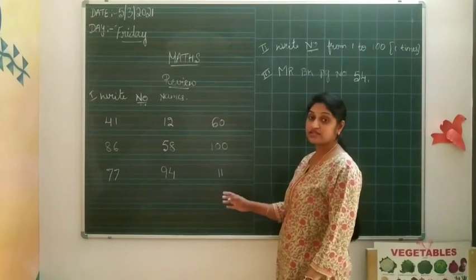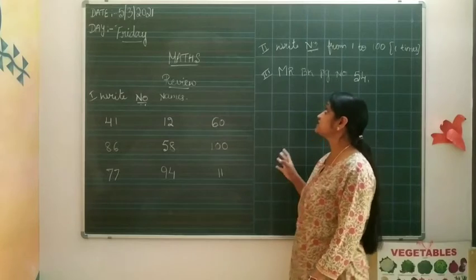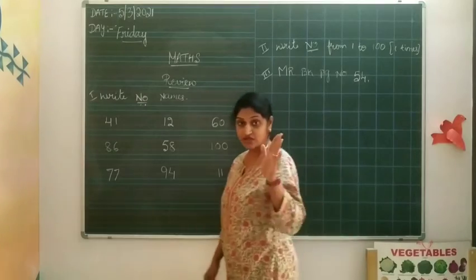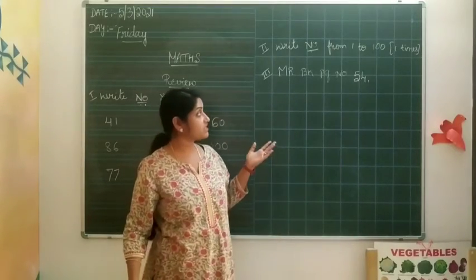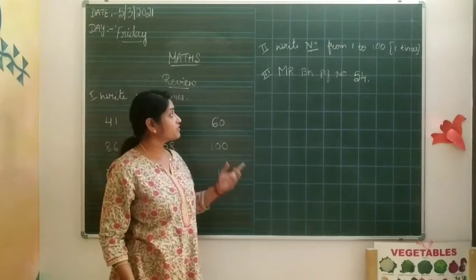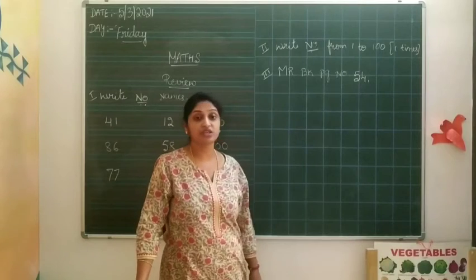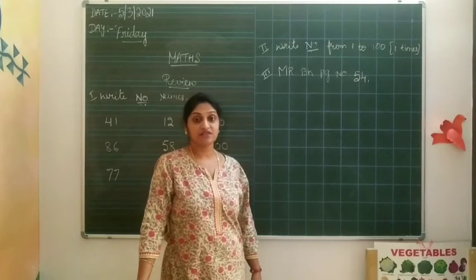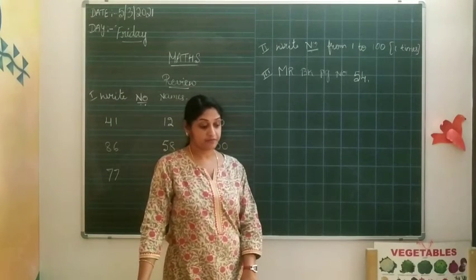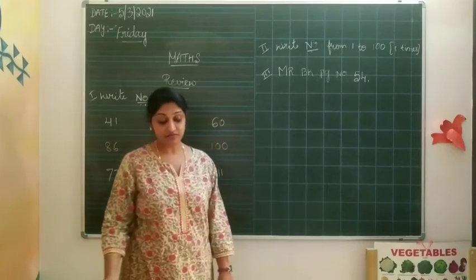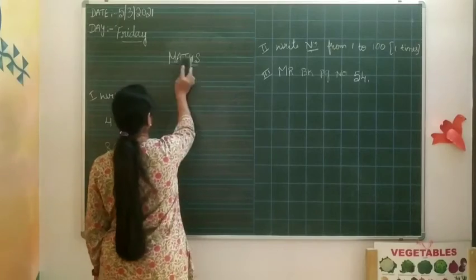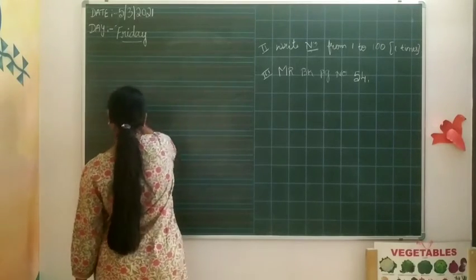You have to write the number names for the given numbers, and the second homework is write numbers from 1 to 100. You can write from 1, 2, 3, 4 like that, 11, 12, 13, 14 like that. You have to write only one time. That's it. Then the third homework is in your Mathematics Readiness book, page number 54. I have given the number name. You have to identify the number and circle it. This is your maths class. Now we will move to our next class, that is EVS.